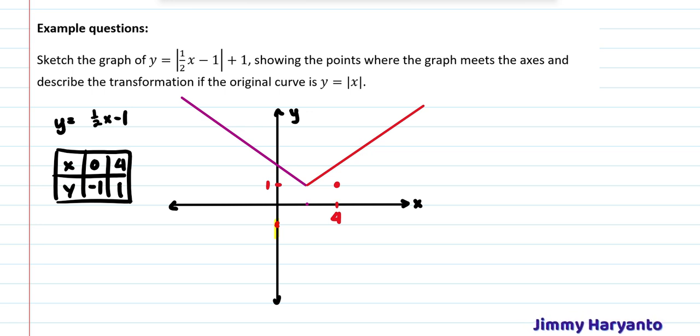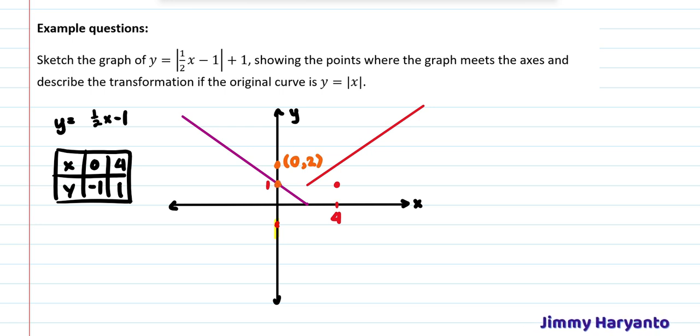But the question does not stop right there. The question wants you to show the points where the graph meets the axes. First, we see the line only touches the y-axis right there, and the coordinates are (0, 2). How do I know? Because before we shift it up, the purple line cut the y-axis at (0, 1), right? And then we move it up 1 unit. That means it will touch the y-axis at (0, 2).